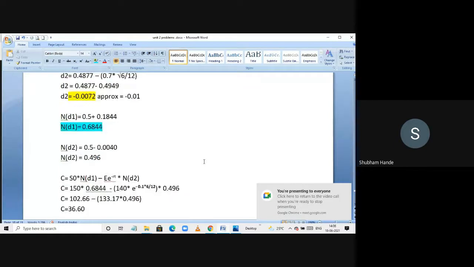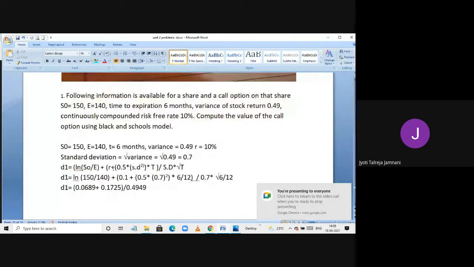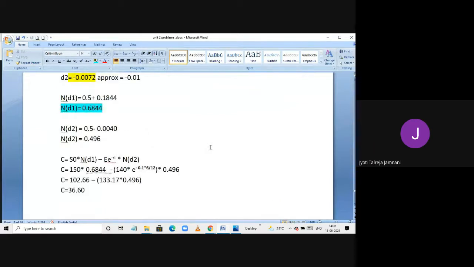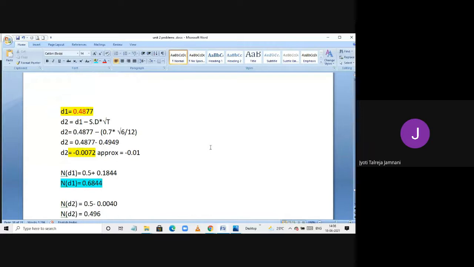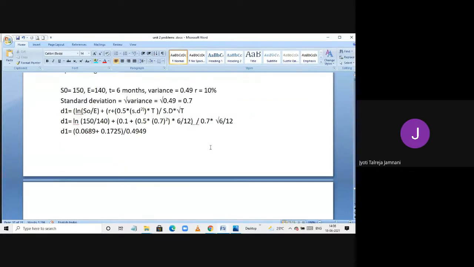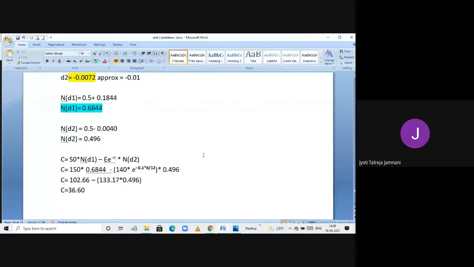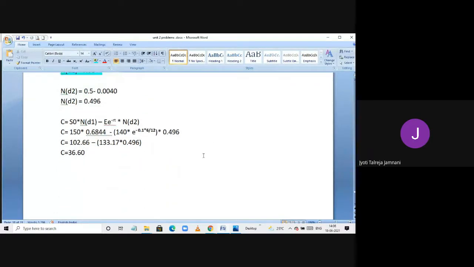Yes, ma'am. Now here they have told us to find the value of a call option only. So we have done the call option. So the first sum is done. This kind of sum basically comes for 10 marks. So you have to calculate the value of D1. Then you have to calculate the value of D2. Look at the table and find ND1, ND2 and then put all those values in the final formula to get the value of a call option. So this option should be traded at 36.60. That means you should be paying 36.60 rupees premium if you want to buy this call option.